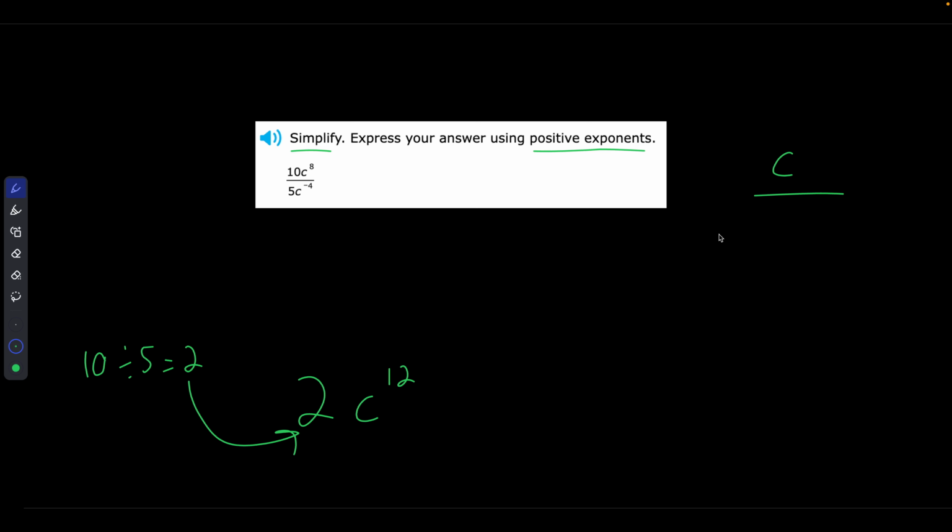I tell students, think of the fraction bar as a giant subtraction symbol. So this is saying 8 minus negative 4. Don't need the parentheses if that makes you uncomfortable. It's just 8 minus negative 4, which is the same as 8 plus 4, which is 12. And that's how I end up with this 12 here. Okay, and that's how we get all of our numbers. We divide the regular numbers and subtract the exponents.